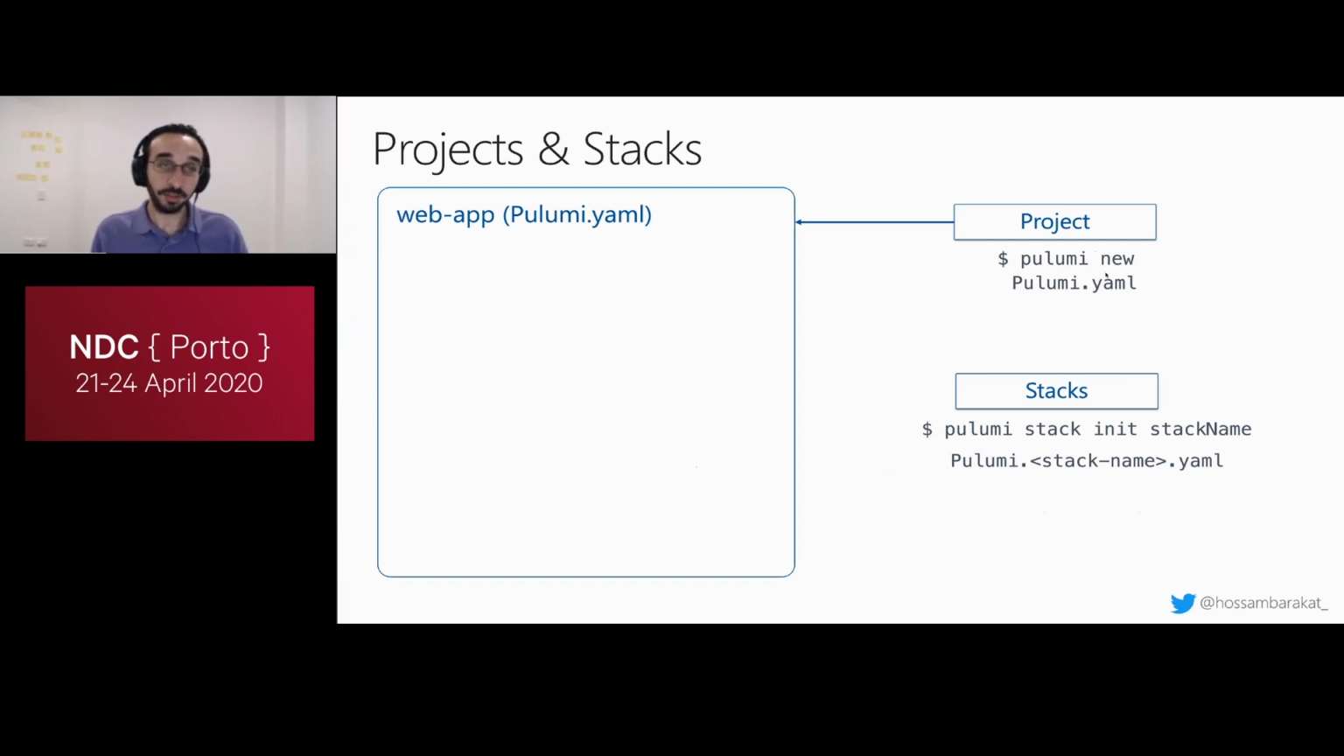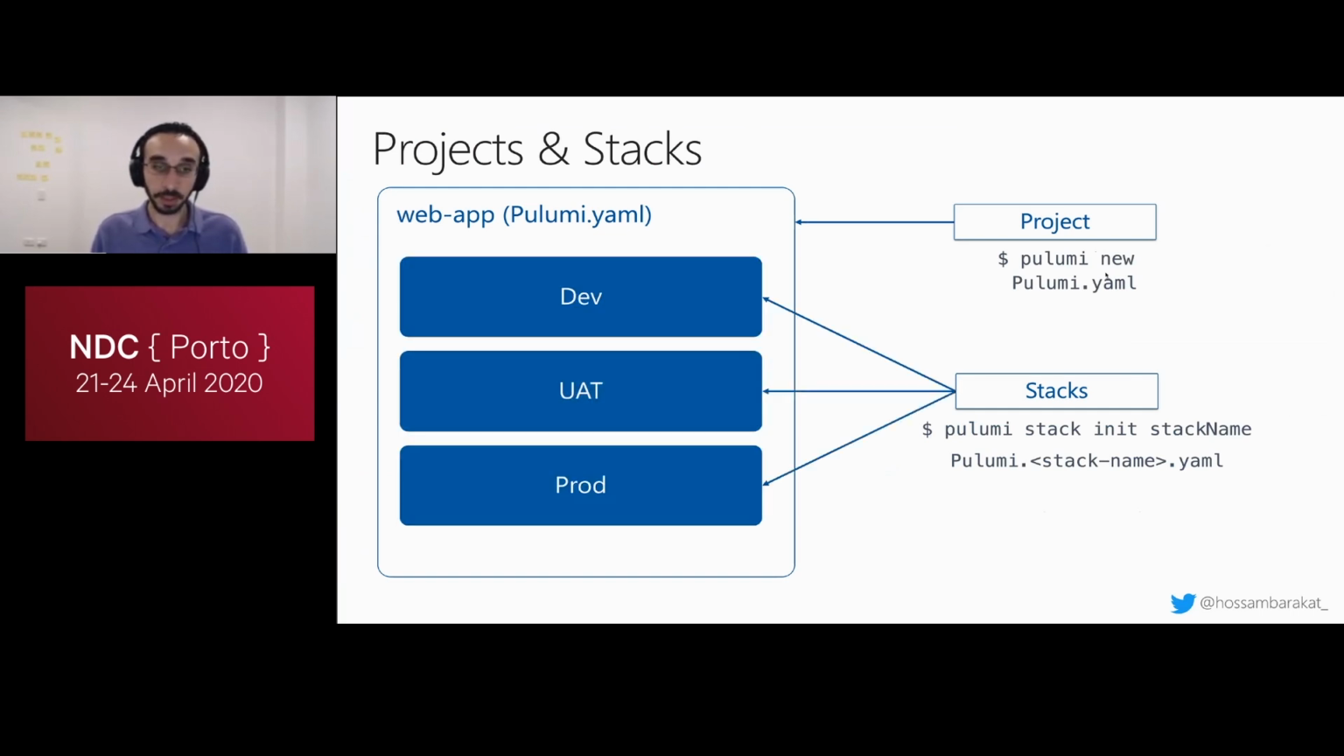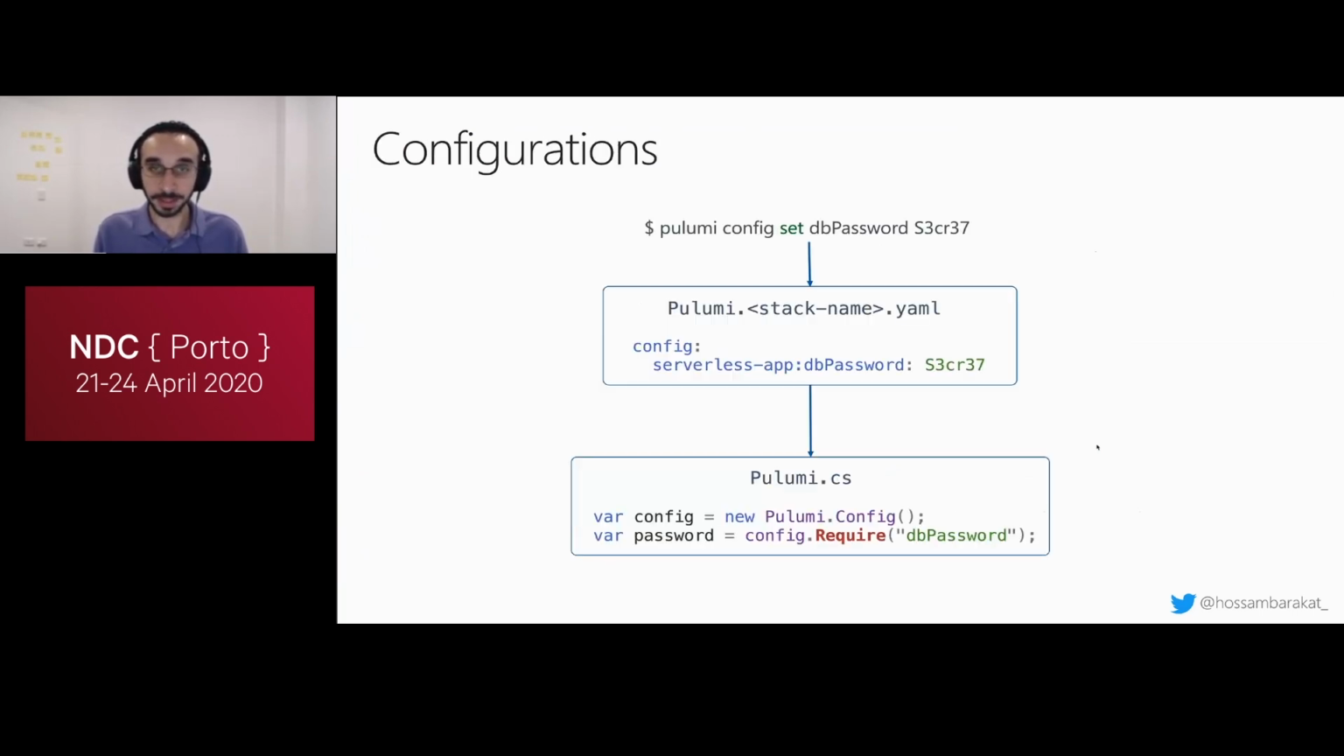The next thing is the stacks. My application could have multiple stacks like development, UAT, and production. So if I would like to have different configurations across different stacks, I can do this by using pulumi stack init. This will create the stack. And then I can set the different configurations of each environment by using pulumi config set, where I give it the key and then I give it the value.